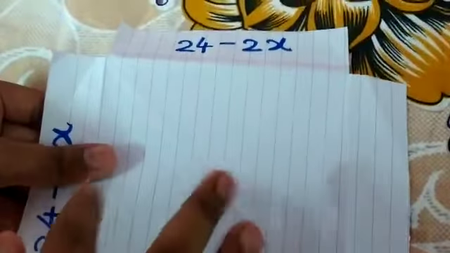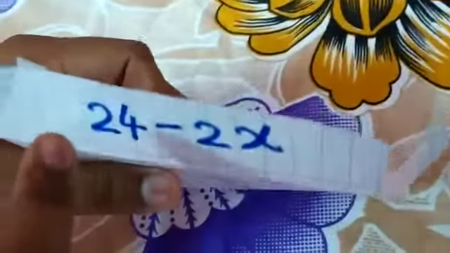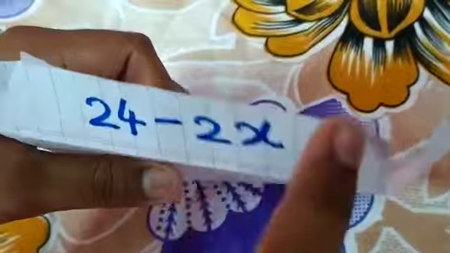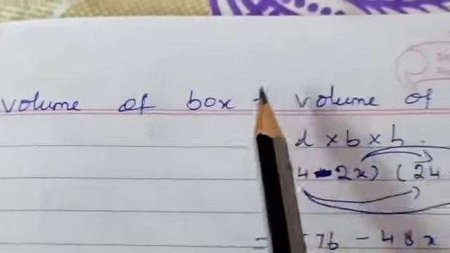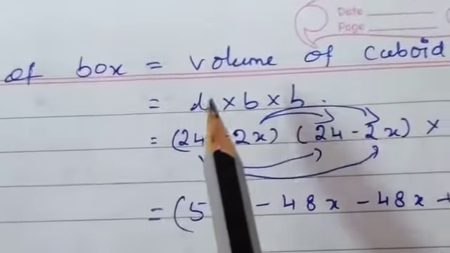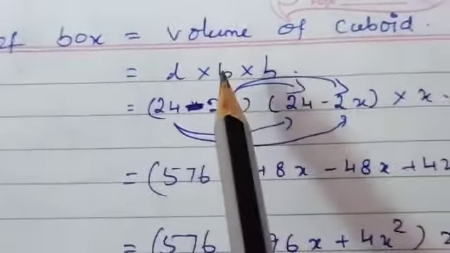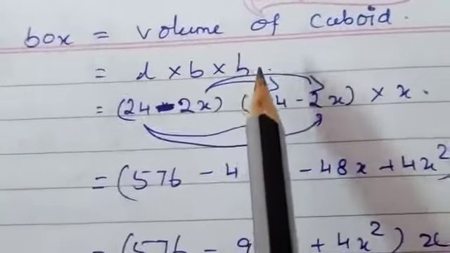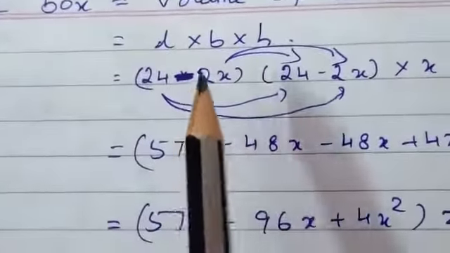First, this was a square. When we cut x distance, we got a cuboid. The length of the cuboid is 24 minus 2x and breadth is 24 minus 2x and our height is x. So the volume of the box equal to volume of cuboid, that is L into B into H. Our L is 24 minus 2x, breadth is 24 minus 2x and height is x. So now we are multiplying these three.